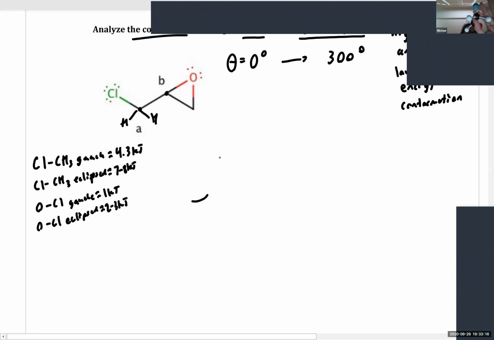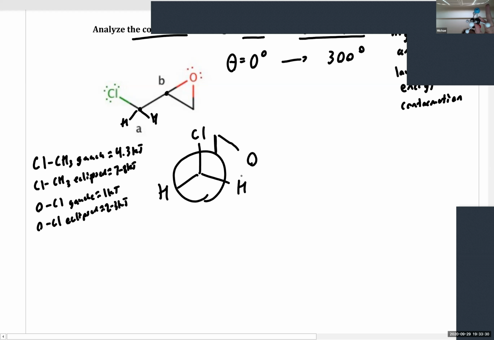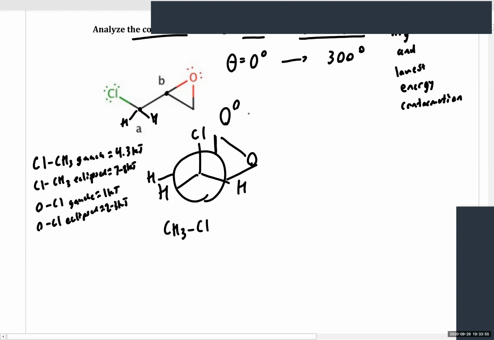So I'm going to draw what I see. I have my chlorine up top, my two hydrogens on the side. I have my methylene up top, my oxygen on the right-hand side, and my hydrogen on the left-hand side. So this is going to be my 0-degree dihedral angle structure. We have a methyl chlorine eclipsed interaction.